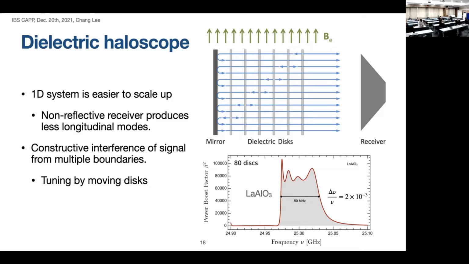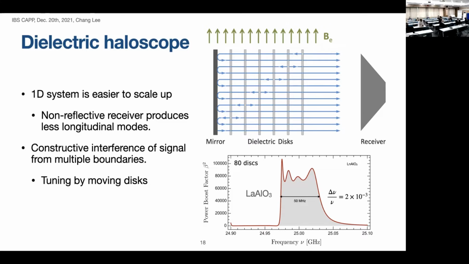So the system is intrinsically 1D and easier to scale, so we can implement a much larger volume. We can also use the constructive interference of the different sources. If you position the disks right, the signal can be amplified. You can boost the signals from different boundaries by constructively interfering them. And if you want to scan the next frequency, you simply move the boundaries.